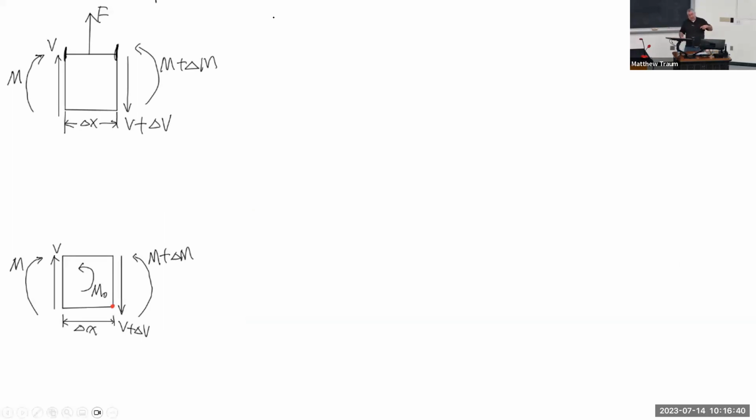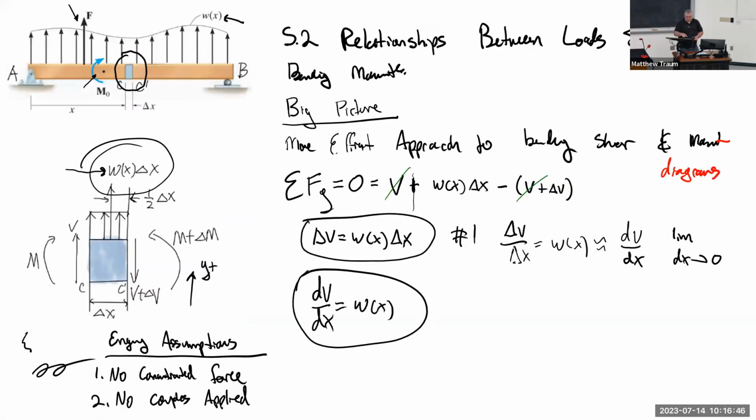Let me take a step back. All of this is good and true, provided, if we go all the way back to the beginning, that we've got this distributed load w(x). And remember, we intentionally selected a spot where there was no concentrated force applied and there were no couples applied, right? That was why I grabbed this spot and not that spot, for example, in that drawing.